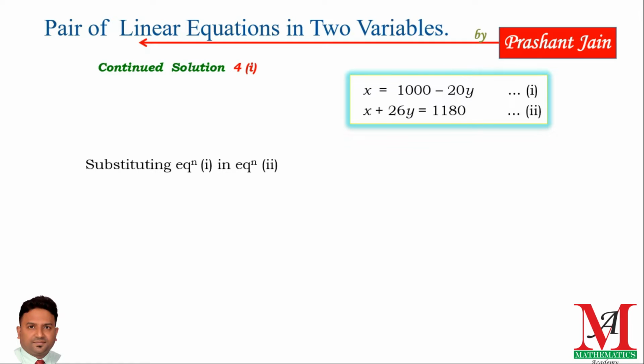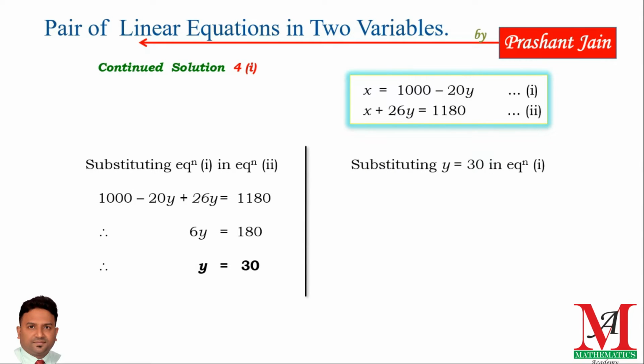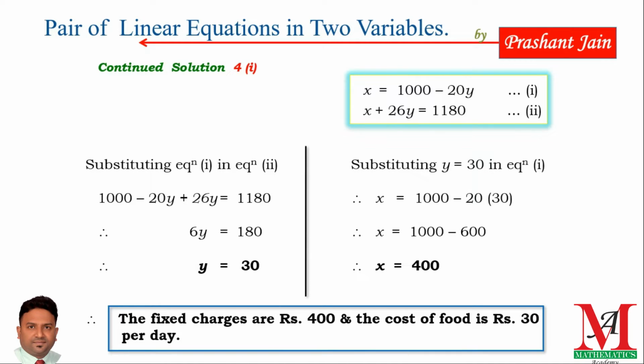Now using the substitution method and putting the value of X from the first equation in the second equation, on solving we get the value of Y, that is 30, and that is the cost of food per day. Now we need to find the value of X. To find the value of X, we put the value of Y in equation number 1. On solving, we get the value of X is 400. That means we conclude that the fixed charges are rupees 400 and the cost of the food is rupees 30 per day.